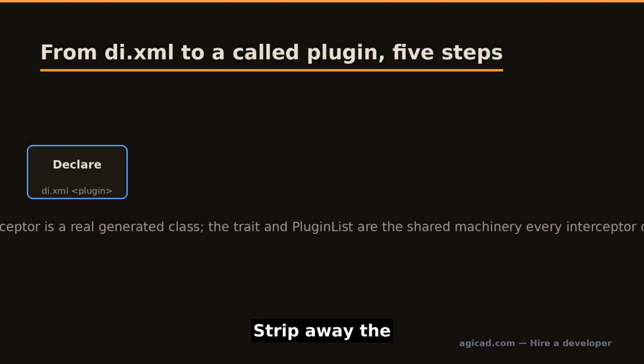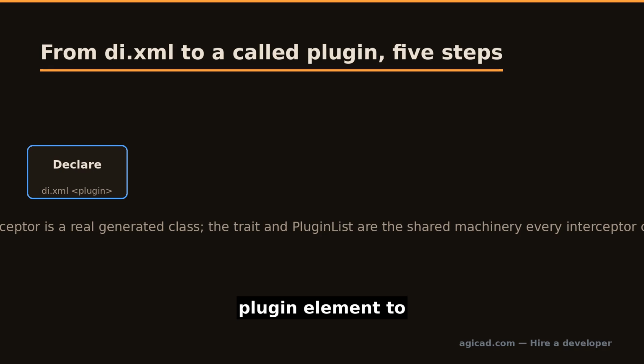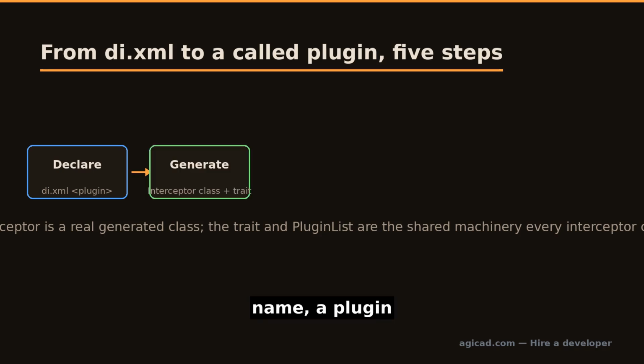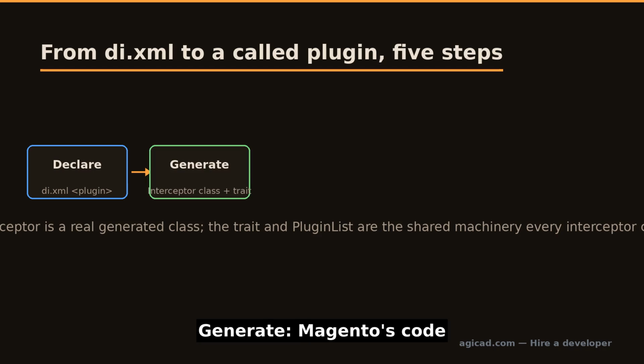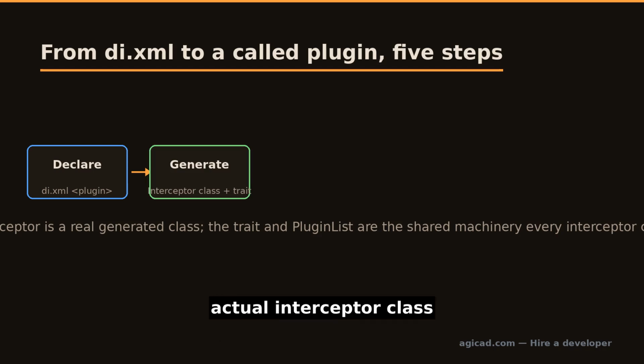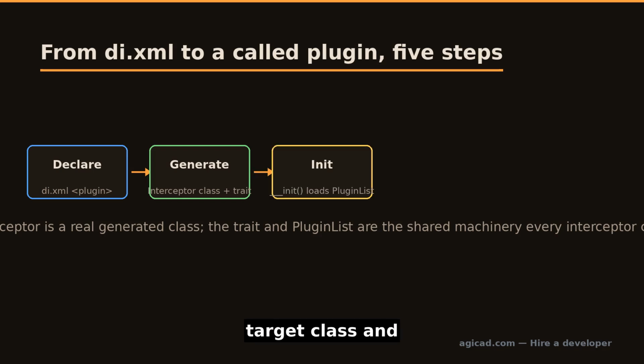Strip away the code generation, and interception in Magento is 5 stages. Declare: a module's di.xml file attaches a plugin element to a target class, giving it a name, a plugin class, and an optional sort order. Generate: Magento's code generator creates an actual interceptor class that extends the target class and uses the shared interceptor trait. It's a real file on disk in the generated directory, not magic at runtime.